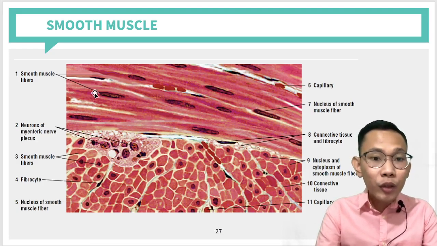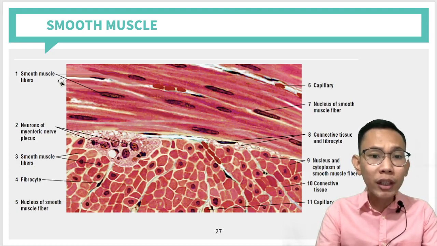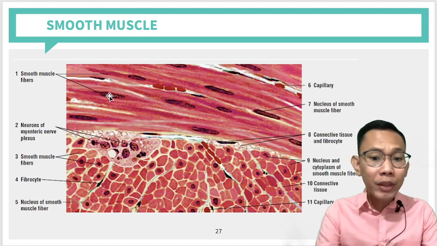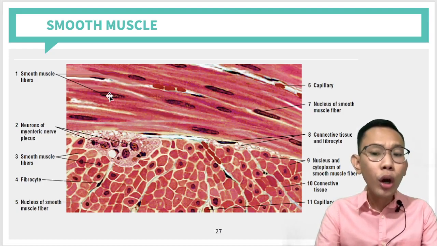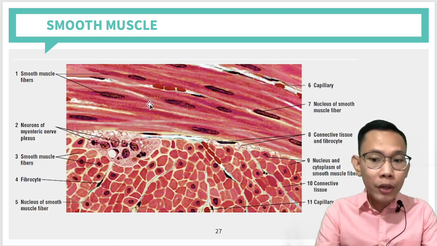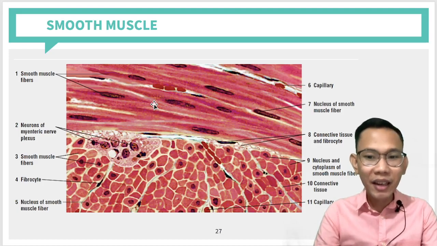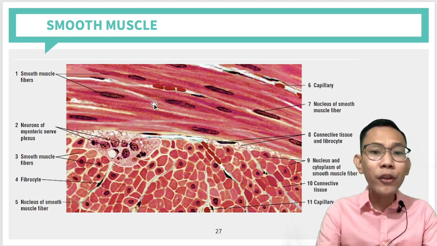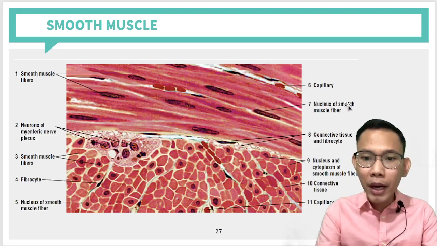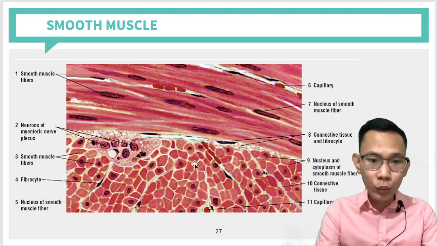Again, the reason why we cannot see striations in smooth muscle is the irregular distribution of your contractile elements. Therefore, it appears smooth or non-striated. So that's the reason why your smooth muscle is non-striated. Again, these are the basic parts: nucleus and the different connective tissue. So you're able to identify this one already.